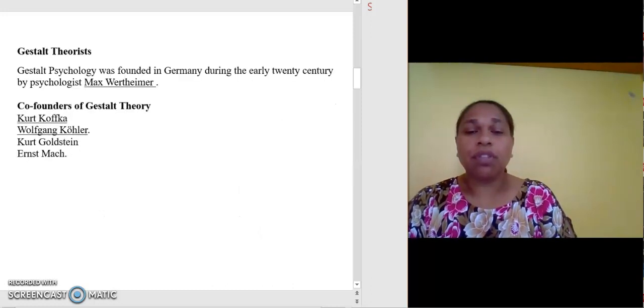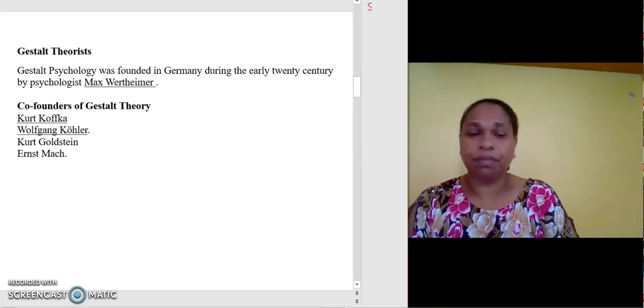The Gestalt theorists are, number one, Max Wertheimer, who was the founder of the theory, followed by the co-founders of Gestalt theory. They are Kurt Koffka, Wolfgang Köhler, Kurt Goldstein, Ernst Mach, and so those are the theorists that have contributed to Gestalt theory.